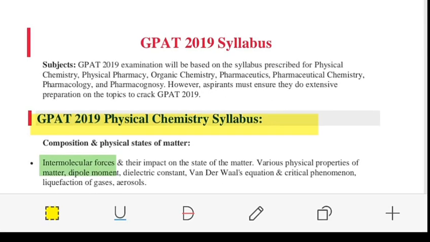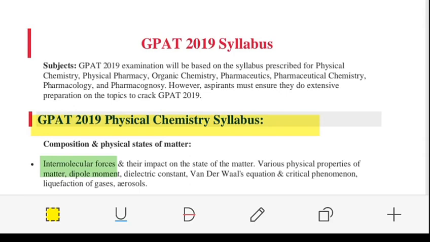Okay, let us discuss the syllabus sheet of GPAT. Here I am giving the GPAT 2019 syllabus sheet, and for the recent years there is not much difference. They will change the year only. The syllabus sheet is common. Let us focus on some of the GPAT syllabus topics and subjects.